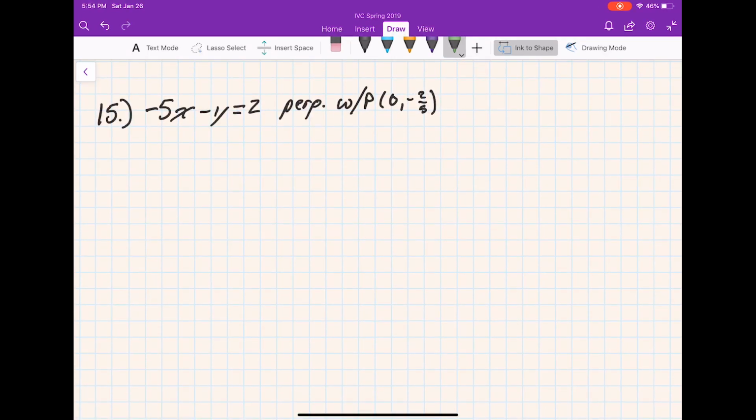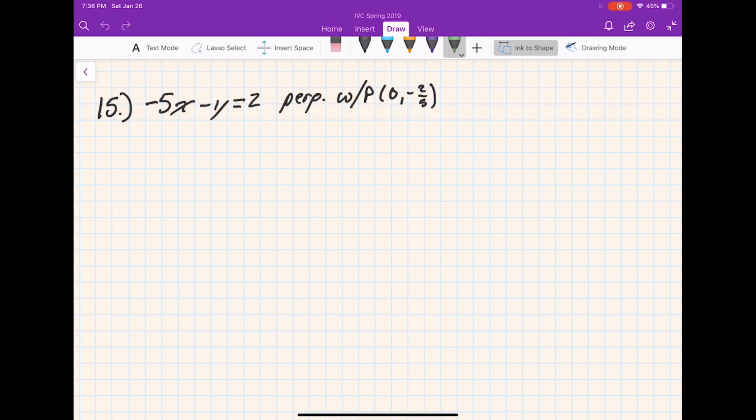All right, number 15. Let's see here. Find the equation of the line of given properties, and we have perpendicular to the line -5 minus y equals 2, containing the point 0, -2/5. So let's get started on this guy.